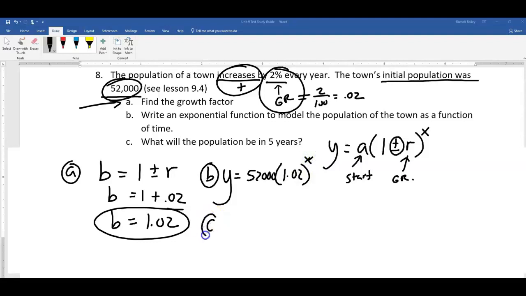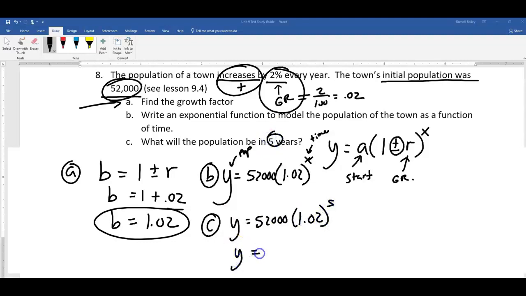Part C, what will the population be in 5 years? Well, X represents time, Y represents population. So, Y is equal to 52,000 times 1.02 to the power of 5. Which, once again, we're going to use our calculators for. And there's our population in 5 years, 57,412.